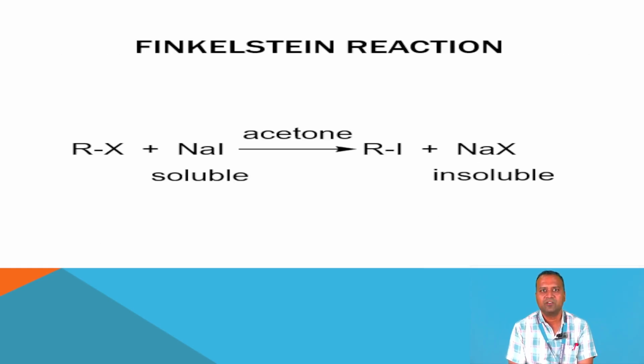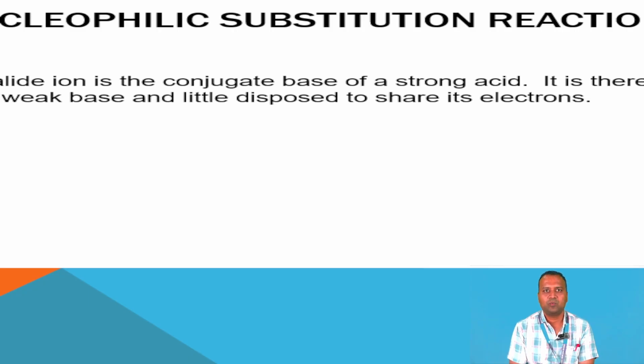Now, this is the Finkelstein reaction. In this reaction we can react the alkyl halides with sodium iodide, which is soluble in acetone, and we get the iodine-containing alkyl halides. So, what are the different types of reactions possible on alkyl halides?